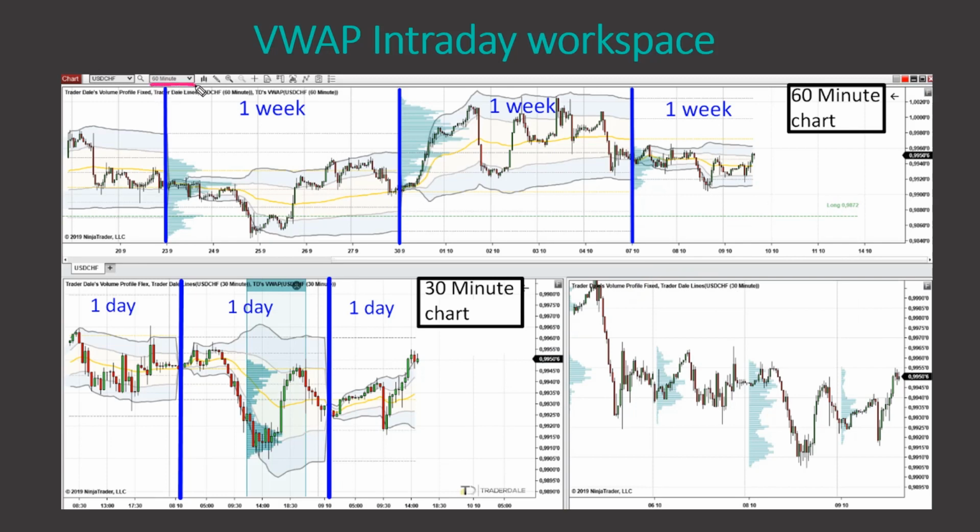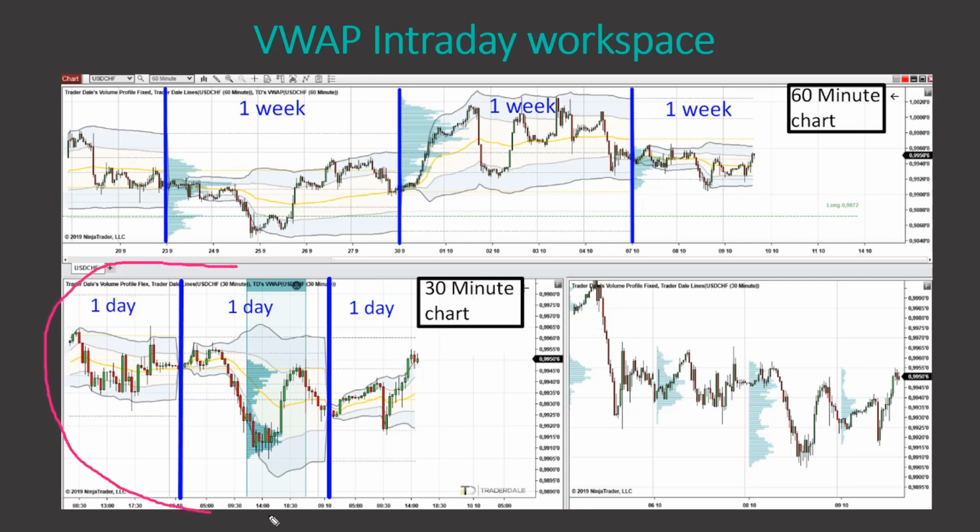This one is a 60-minute chart, and in here I'm using the weekly VWAP. So every week, new VWAP and new deviations start to get calculated. All right, this was the VWAP and the deviations. This week ends, new week opens, and new VWAP and deviations get calculated. All right, so this is weekly VWAP with 60-minute chart. This is giving me the bigger picture, the overview of the market.